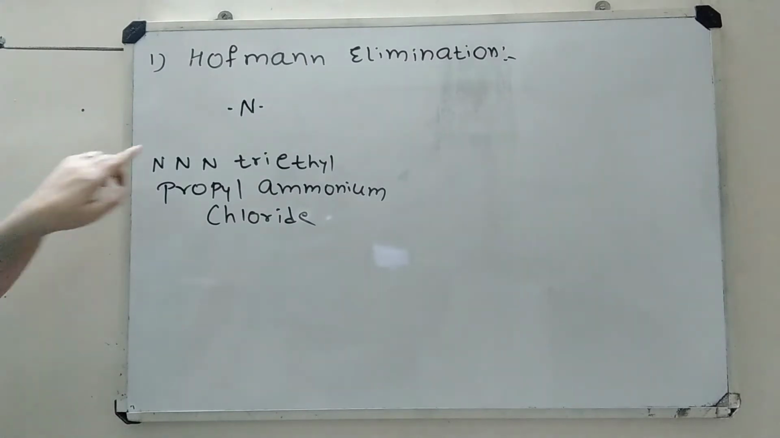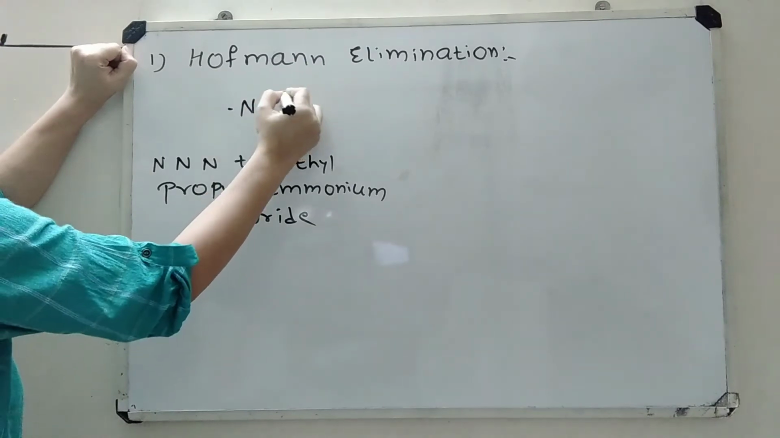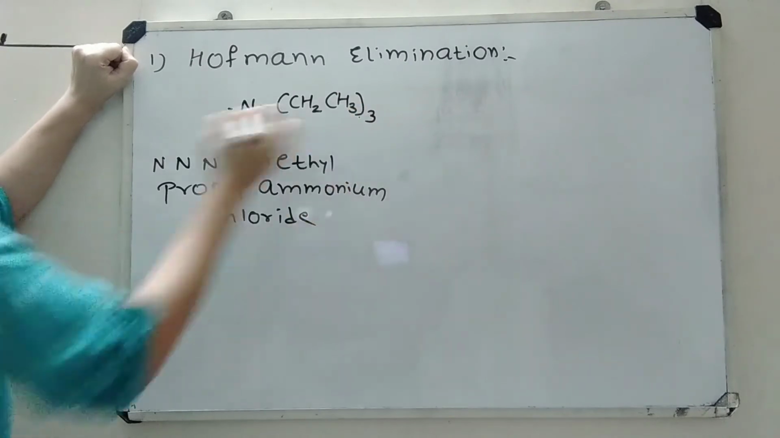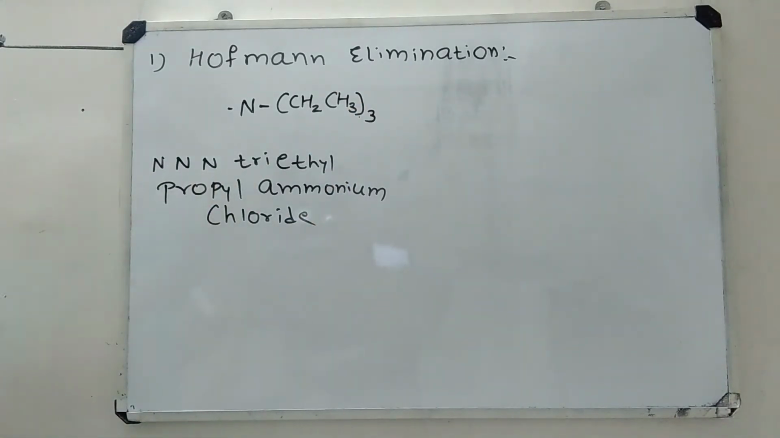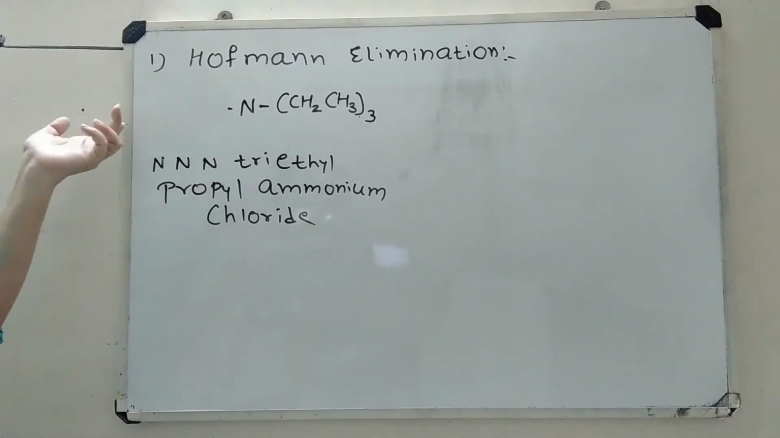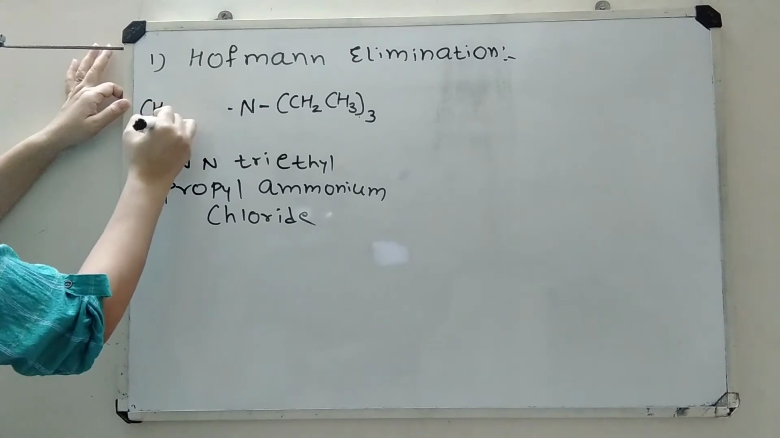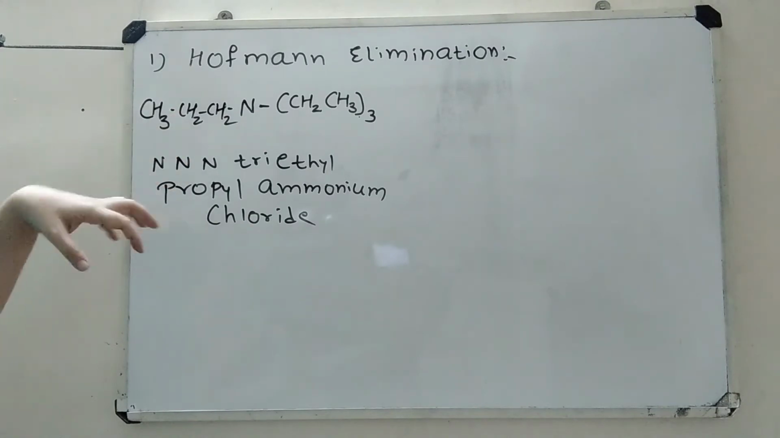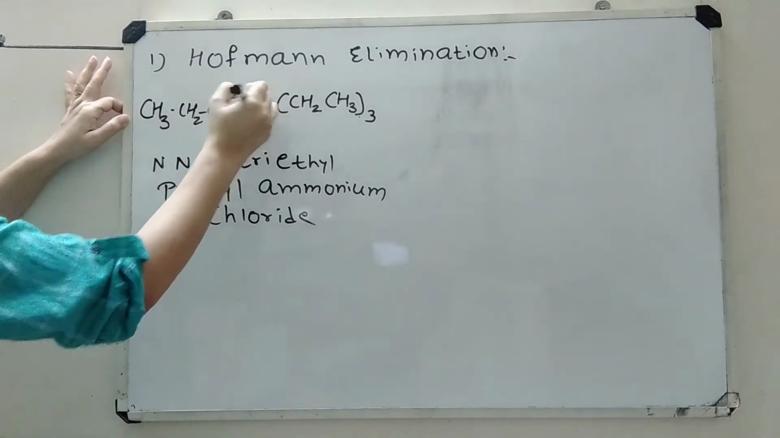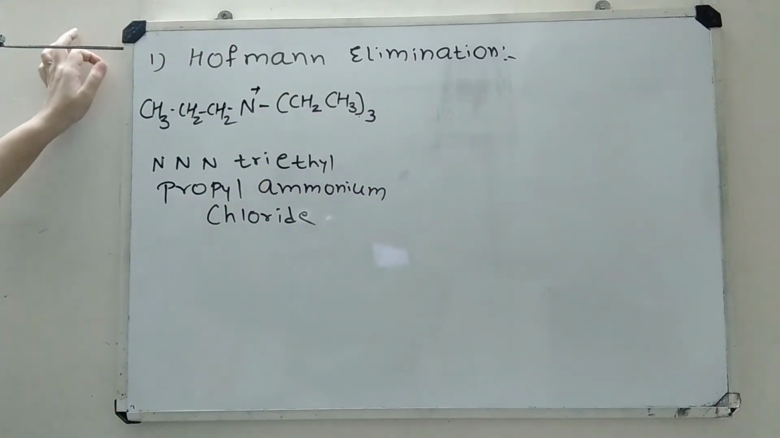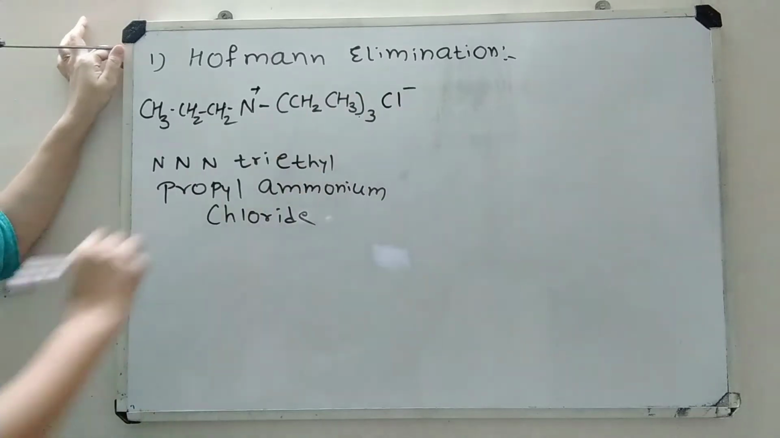On both sides it is there. Now it's a triethyl group. So this nitrogen is connected with CH2CH3, 3 times, because it's a triethyl propyl ammonium chloride. And the propyl group is attached to this nitrogen. Propyl group is CH3, CH2 and CH2. This is the structure, with N plus and the chloride, Cl minus.